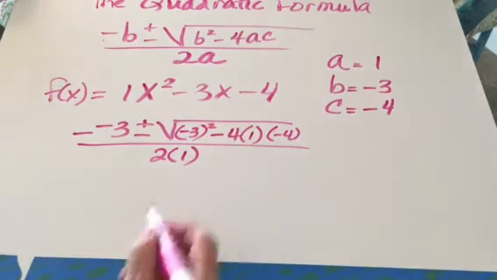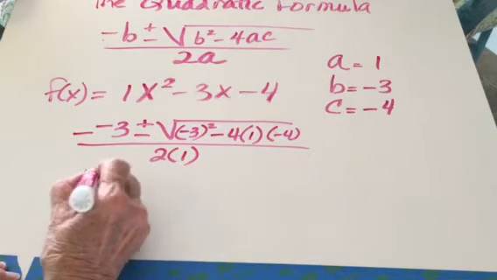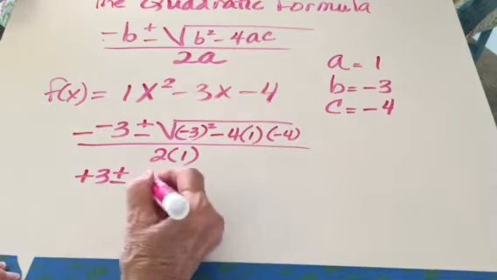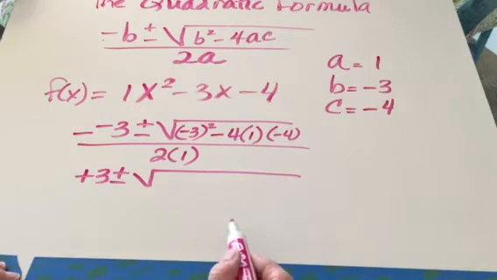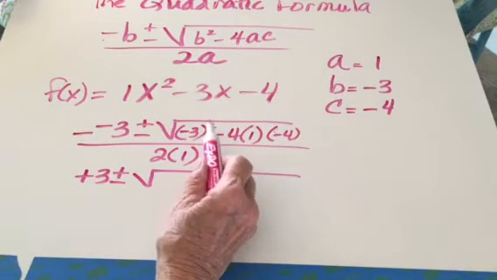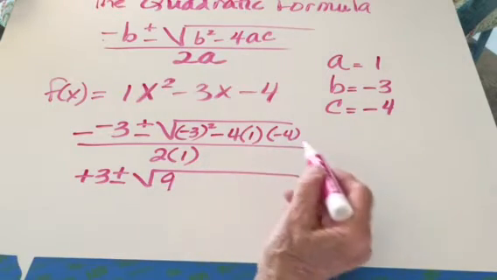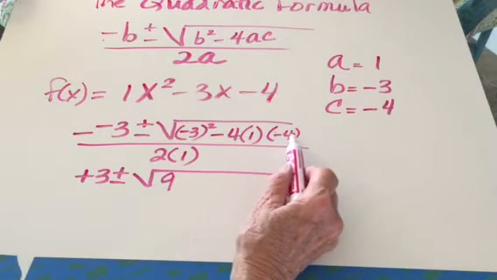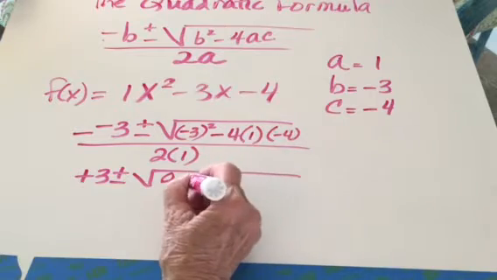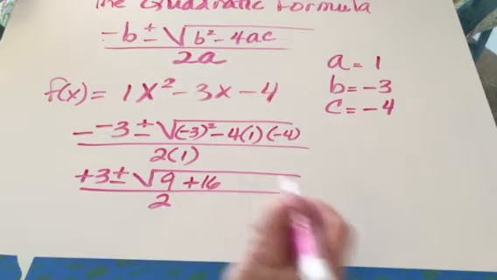All right. Now let's try to break this down a little bit. Negative means positive. Positive 3 plus or minus. All right. Notice I have to write this sign down every single time. Negative 3 times negative 3 is positive 9. Minus, well, before I put this down, because I know what's happening here. Negative 4 times 1 is negative 4. Negative 4 times negative 4 is positive 16. All divided by 2 times 1 is 2.